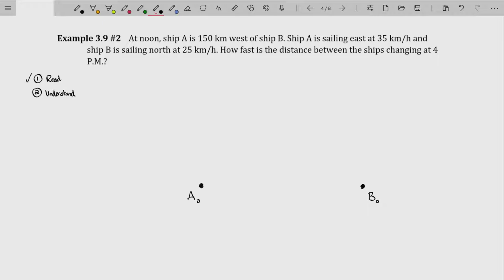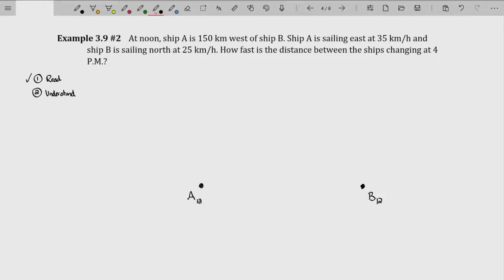So again, at noon, maybe I should call this A12, right? Well, no, because then A4 would not. Well, yeah, I'll do it in military time. A12, B12, there we go. So A is at that position at noon. B is at that other position at noon.